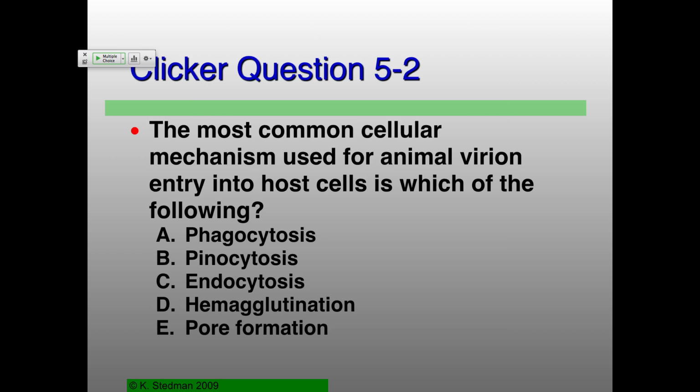Okay. The most common cellular mechanism used for animal virion entry into host cells is which of the following? Phagocytosis, pinocytosis, endocytosis, hemagglutination, pore formation.